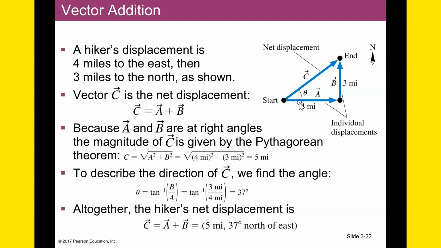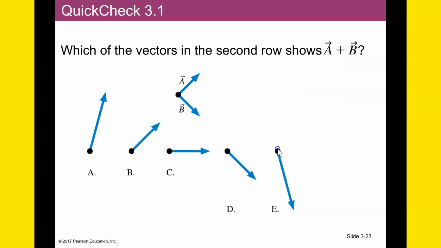So 37 degrees north of east would mean this angle right here is 37 degrees to the north of straight east. So here's straight east, you go 37 degrees to the north, and that's that angle. That's different than saying 37 degrees east of north.